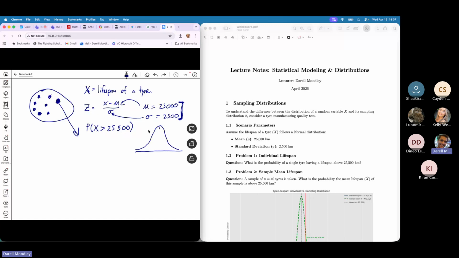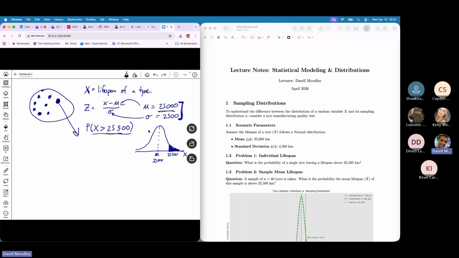Okay, the mean, mu, where it's centered, is 25,000. And we want to work out the probability. So 25,500 will be on the right of it because it's bigger than 25,000. We want to work out the probability that x is greater than 25,500. So that means we need to work out this area here, everything on the right of 25,500. This is our lifespan of the tire, which is represented by x.